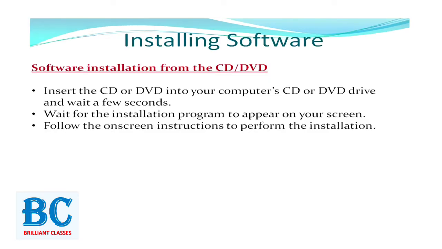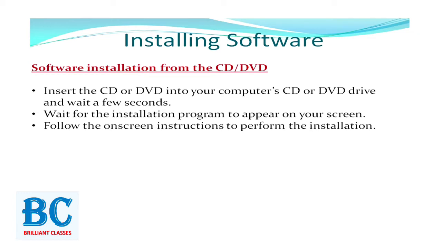Other than apps, you might need to install certain softwares. Say suppose you are into photo editing, you want to install Photoshop or you want to install some game or some particular application that might be available on a CD or a DVD, or that might need to be downloaded from the internet. Say you are purchasing an antivirus software that can be downloaded from the internet. So either of the methods can be used to install a software.